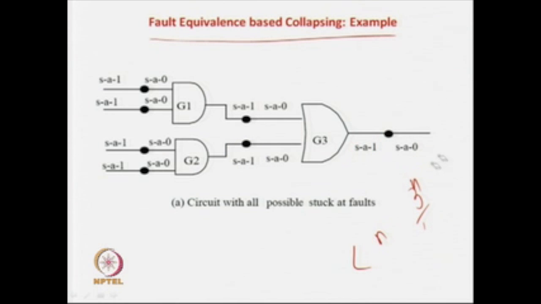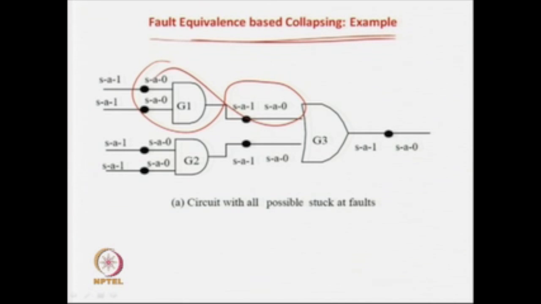Therefore, people have found out statistically that they are quite happy with the single stuck-at fault model. So here also we will be doing fault equivalence based collapsing, and we are assuming the single stuck-at fault model. So we see that this is the case with this AND gate. Any one stuck-at fault you can keep. Similarly, for this case also we can keep any one of them. And this is an OR gate: for an OR gate too, you can keep any one of these faults.